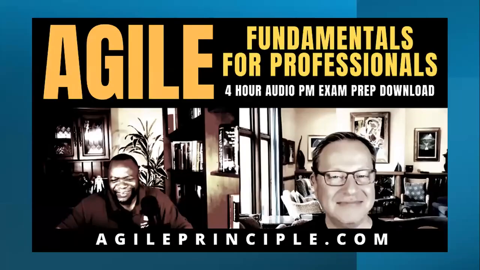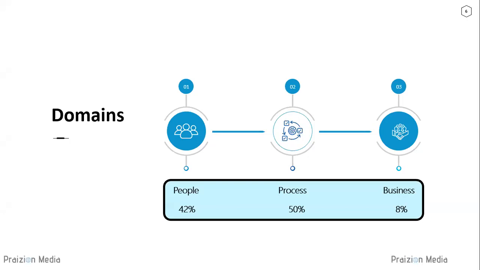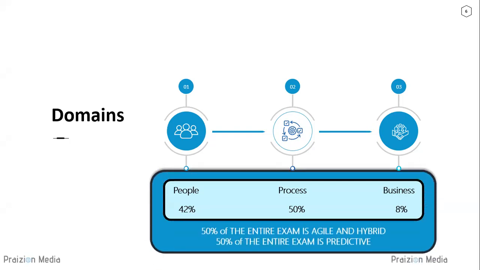Now, there are many moving parts for this exam, and many parts in the world of Agile and in the world of predictive project management, especially. Your exam is broken out into people, process, and business environment. But when I talk to students, a lot of them still have trouble wrapping their mind around the entire gamut for the exam. So, first of all, we're going to talk about the overarching idea that you should have.